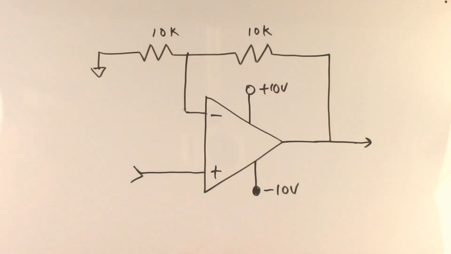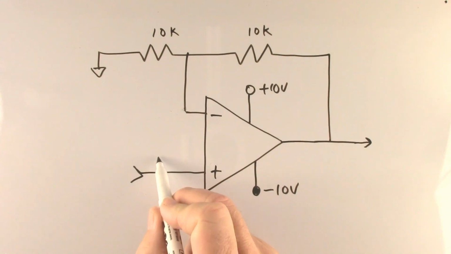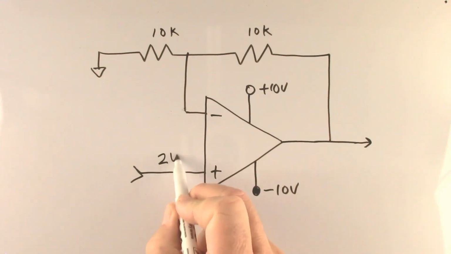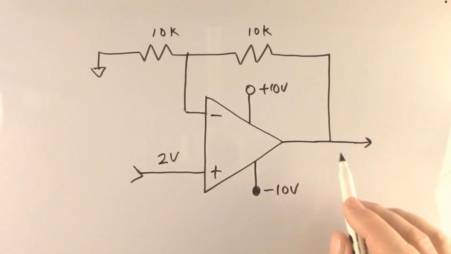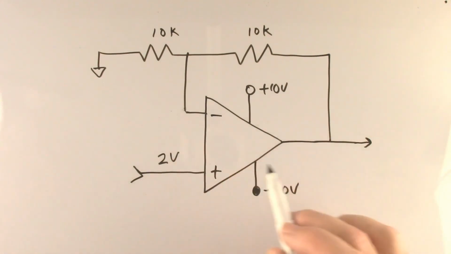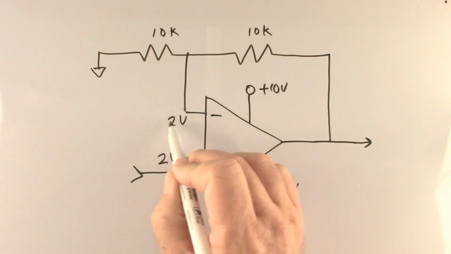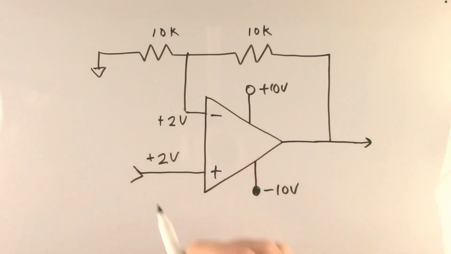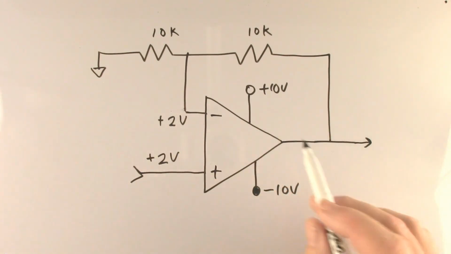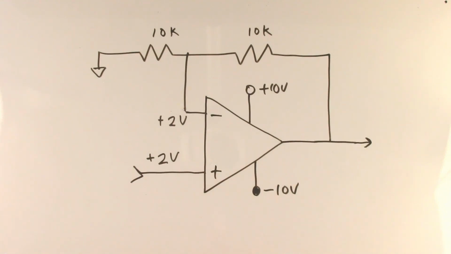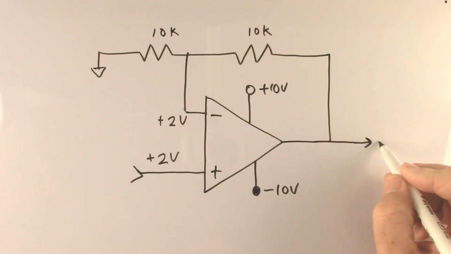So a quick review on how this works. If we put a voltage here, let's say just for example 2 volts, the output will be made to whatever it takes to make the two input voltages equal. So we're going to assume that this will also be 2 volts. Let's make these positive so we know what we are doing. With equal resistors in the feedback, we would get a gain of 2, so the output would be 4 volts.